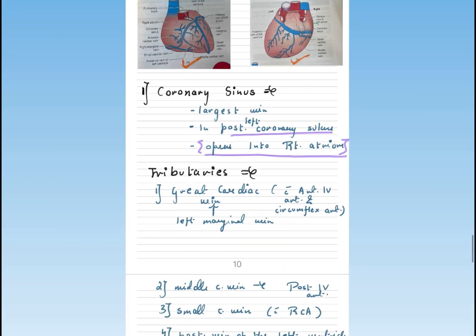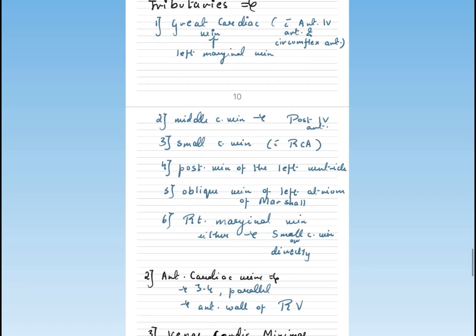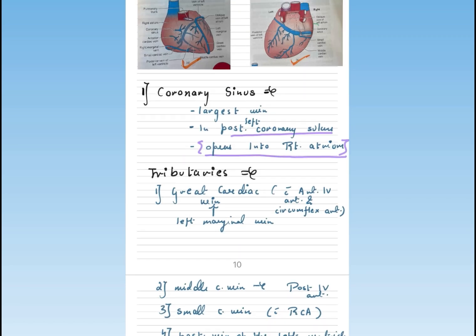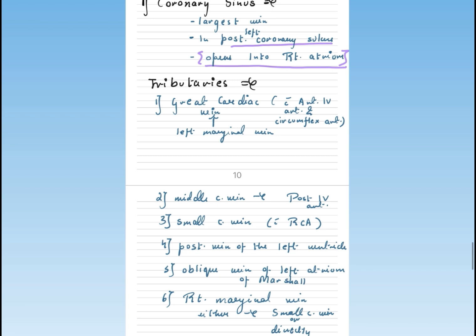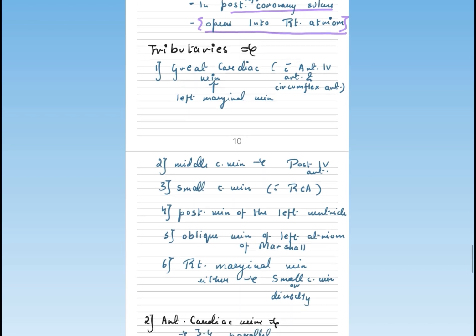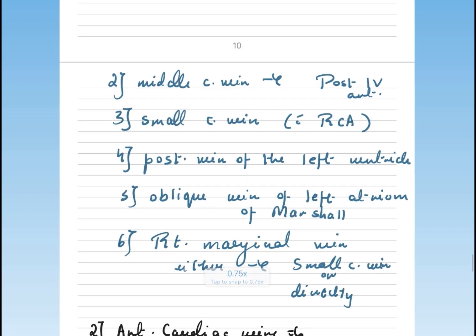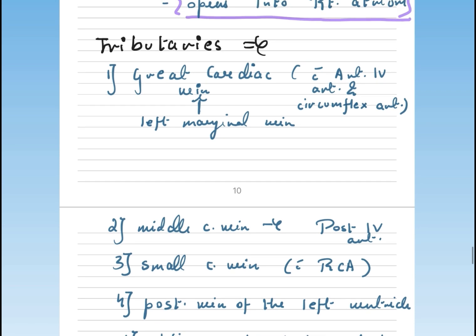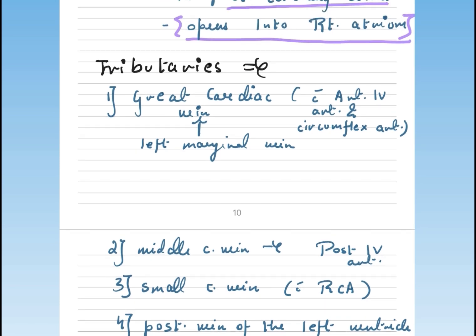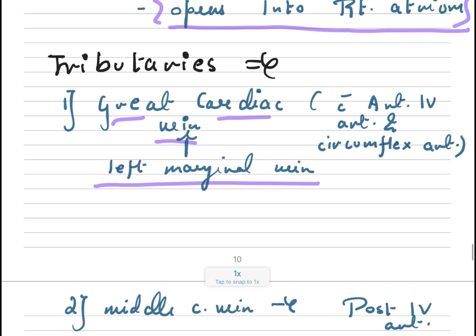Then there are the tributaries of the coronary sinus. There are a total of 6 tributaries of the coronary sinus: the great cardiac vein, the middle cardiac vein, the small cardiac vein, the posterior vein of the left ventricle, the oblique vein of the left atrium of Marshall, and the right marginal vein. So the veins can be identified as they travel along with the arteries. So the left marginal vein drains into the great cardiac vein, and the great cardiac vein travels with the anterior interventricular artery and the circumflex artery.